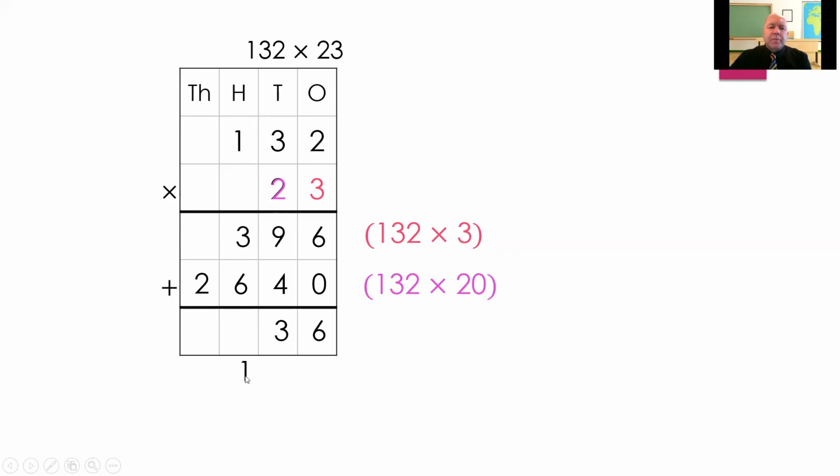We exchanged the 10 tens for 100. So that gets carried across. 6 plus 3 is 9. Plus the 1 that we carried becomes 10. So our 0 goes in the answer. And the 10 hundreds becomes 1,000. And then we've got 2 plus the 1,000 we've carried across is 3.